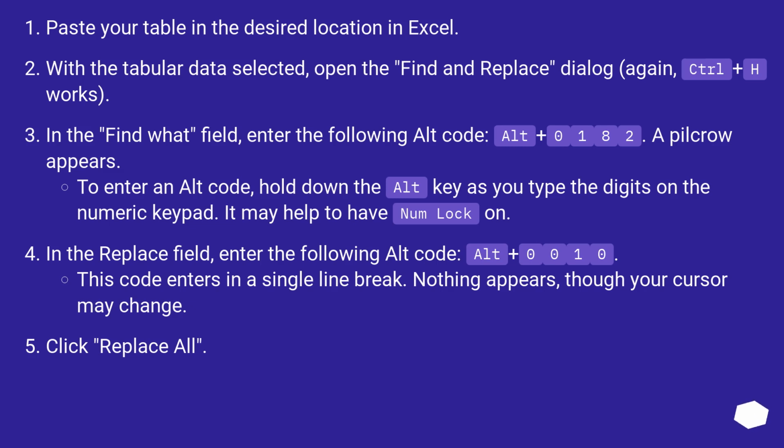A pilcrow appears. To enter an Alt code, hold down the Alt key as you type the digits on the numeric keypad. It may help to have numlock on. In the Replace field, enter the following Alt code, Alt+0010. This code enters in a single line break. Nothing appears, though your cursor may change. Click Replace All.